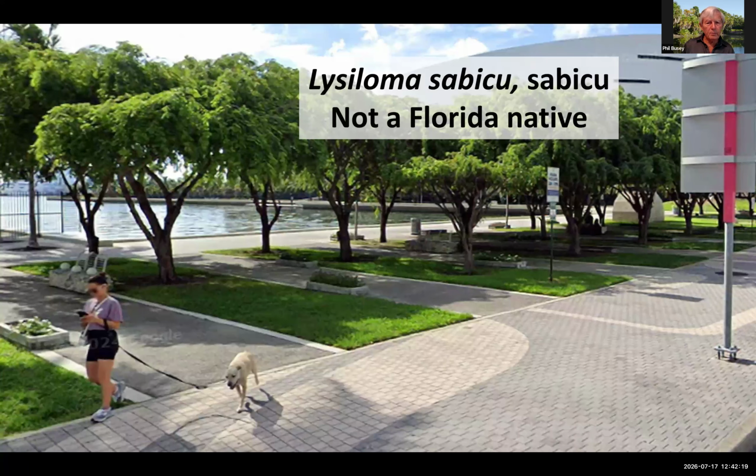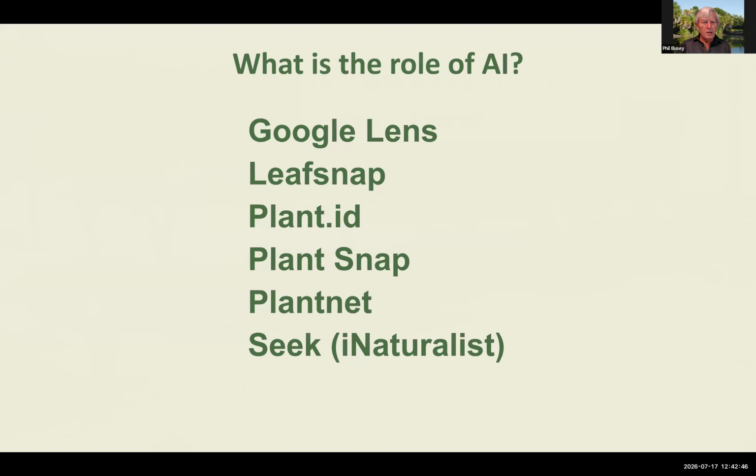Here's an example of a planting of sabacou along Kane Boulevard near the Paris Art Museum. And I suspect that these and many other plantings were intended to be the Lysiloma latisiliquum, because it is a native, and the sapling is not a Florida native.